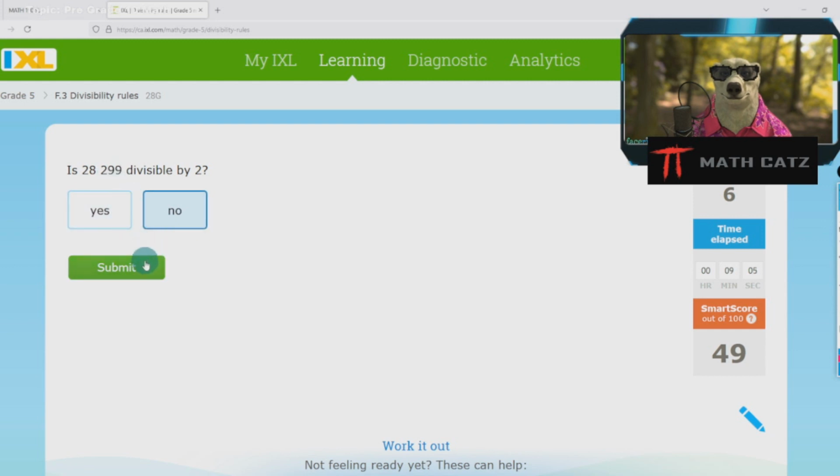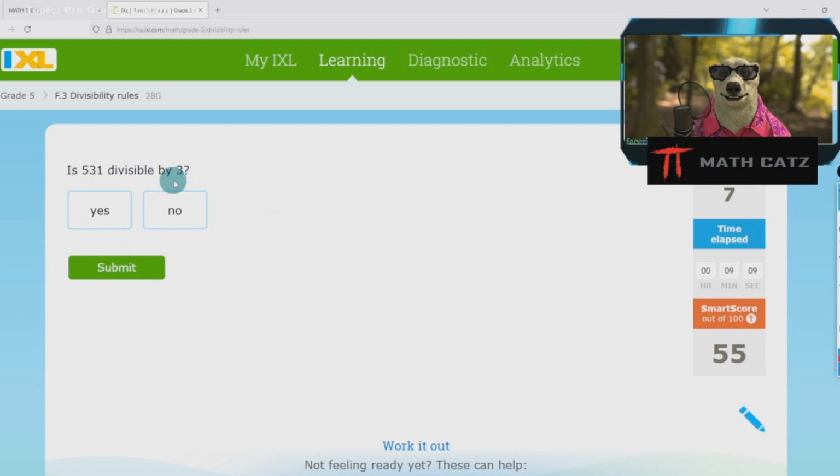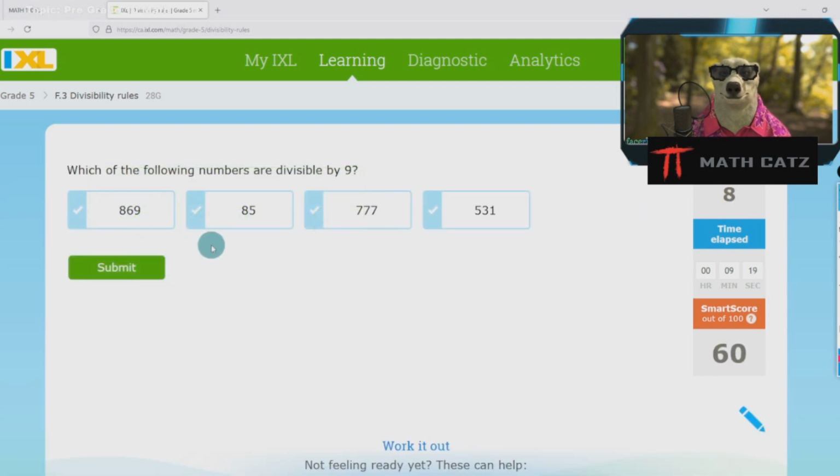That's not divisible by 2. It ends in a 9. Divisible by 3 we can do in our head because there aren't a lot of digits. 5 plus 3 is 8, plus 1 is 9. So yes. Let's see. So we got 3s, we got 9s, we got 2s, 4s, and 6s.